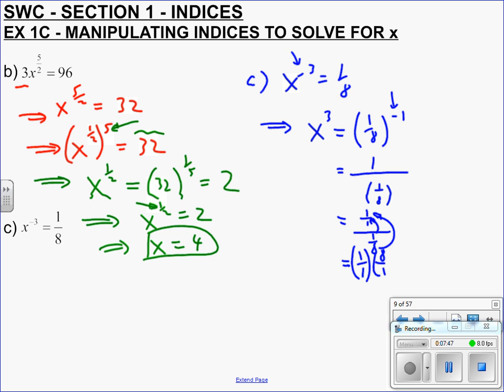8 over 1. And obviously, as you get better and better at maths, you won't be writing out all these steps. So x cubed is currently 8, because top times top, bottom times bottom. And then we're cube rooting both sides because x has been cubed. So x is actually the cube root of 8, which is 2. Okay, end of video.